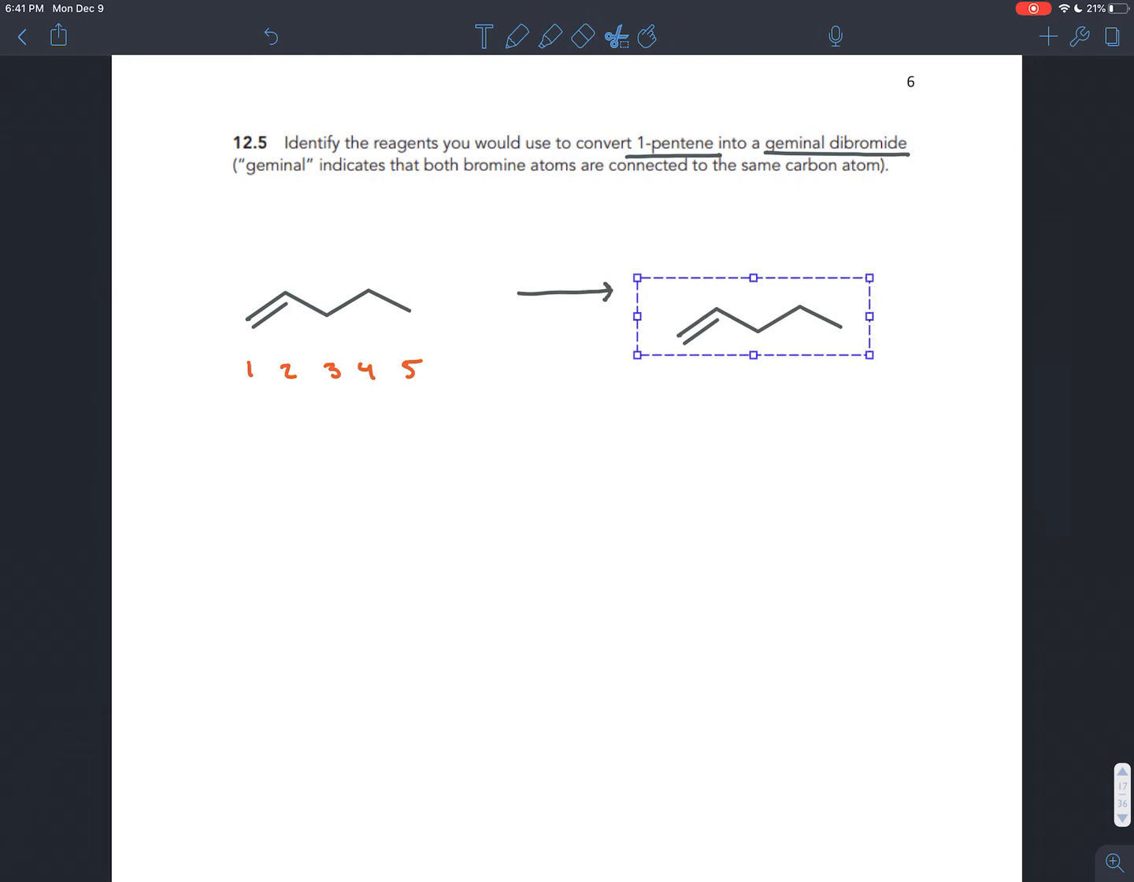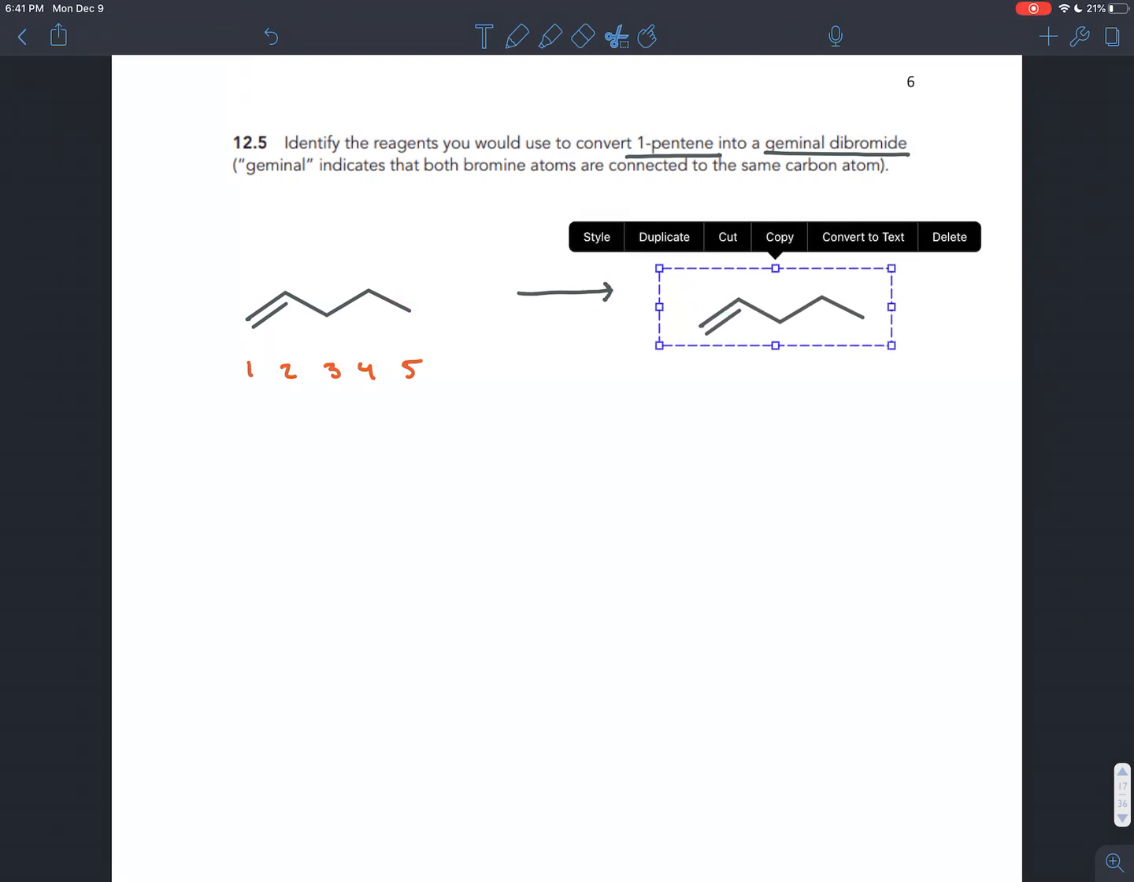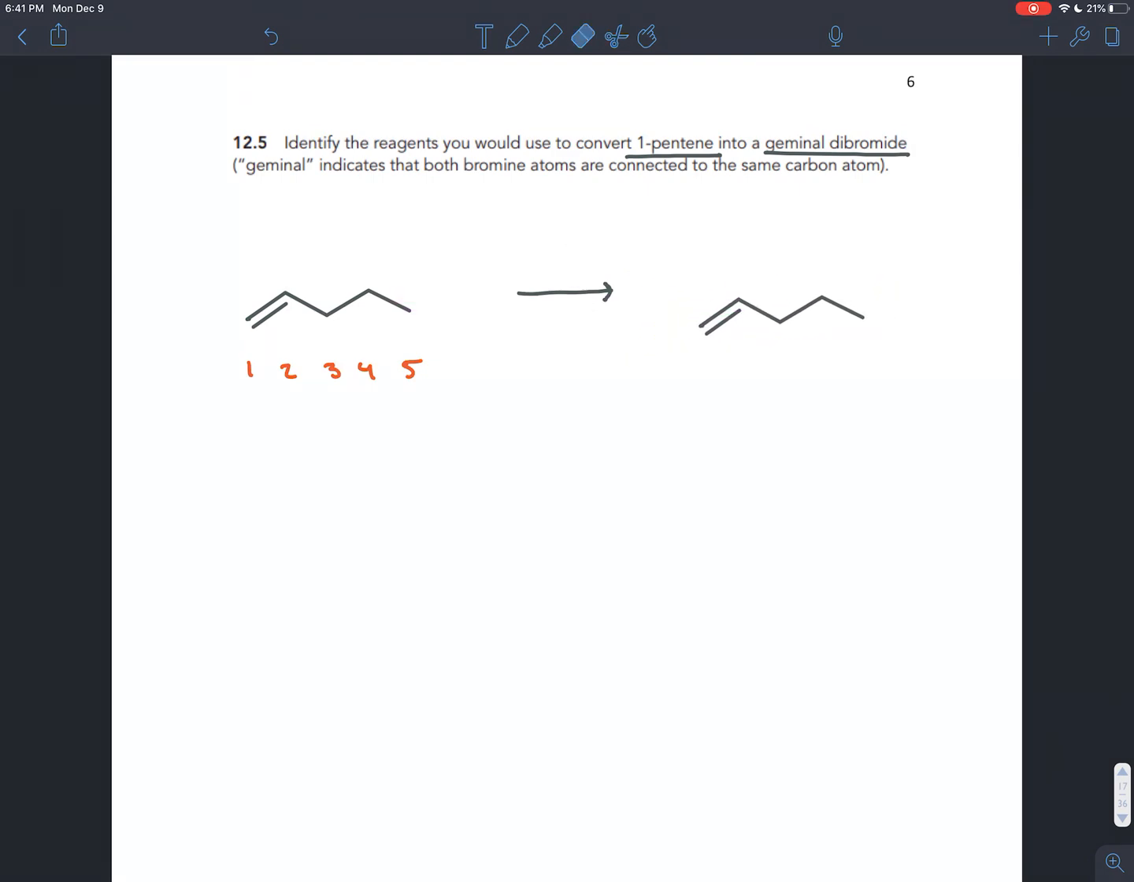That's 1-pentene. Now we want to turn that into a geminal dibromide. Well, they don't give us any information beyond that, so we could change it however we wanted, but the easiest thing to do would be to change as little as possible. So we keep the same number of carbons. Now a geminal dibromide, there are 2 ways that we can do this. You'll want to keep the bromines on one of the carbons that already have the reactivity on them, right? Otherwise we have to walk the electrons all over.